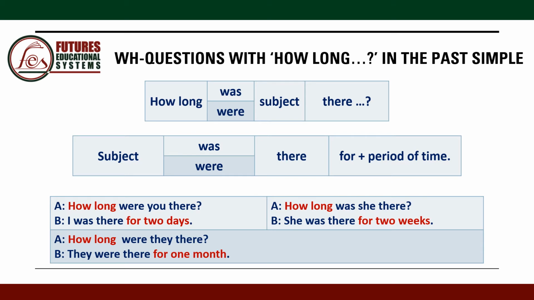Let's look at the examples. How long were you there? I was there for 2 days. So the duration: I stayed there for 2 days. How long was she there? She was there for 2 weeks. How long were they there? They were there for 1 month. So whether it's weeks, days, or months, it's the same preposition, for.